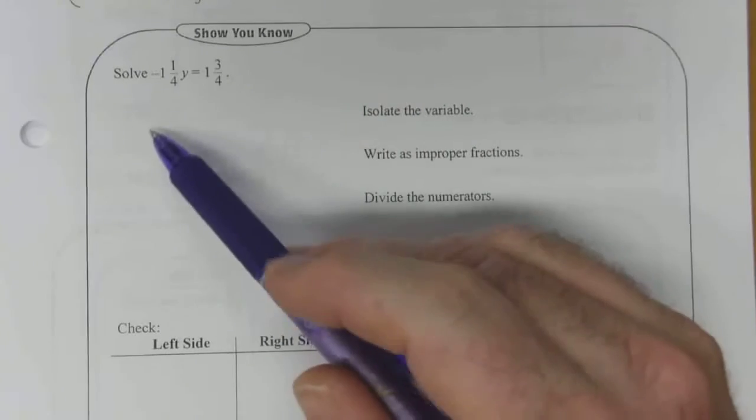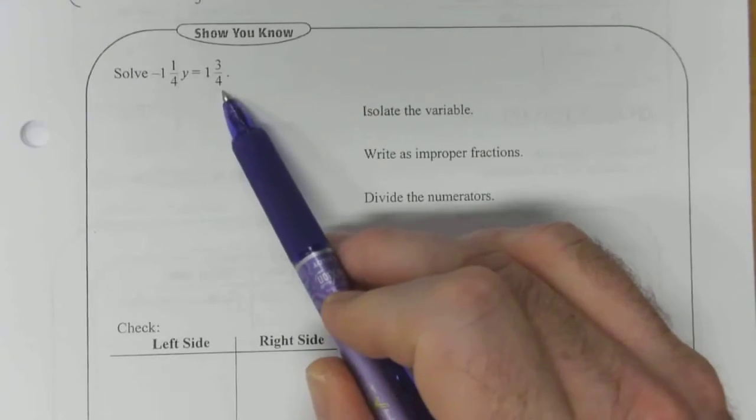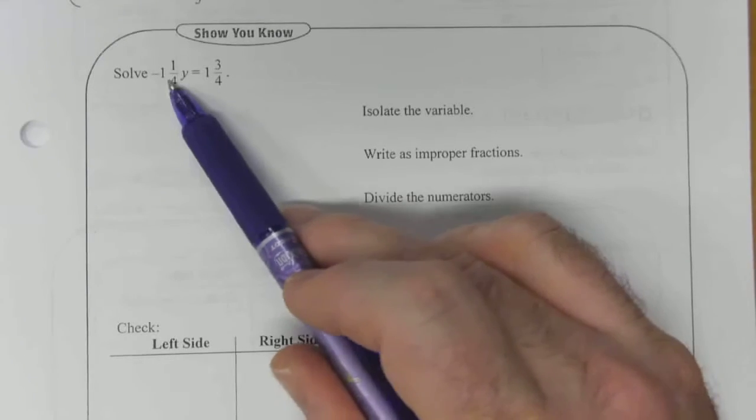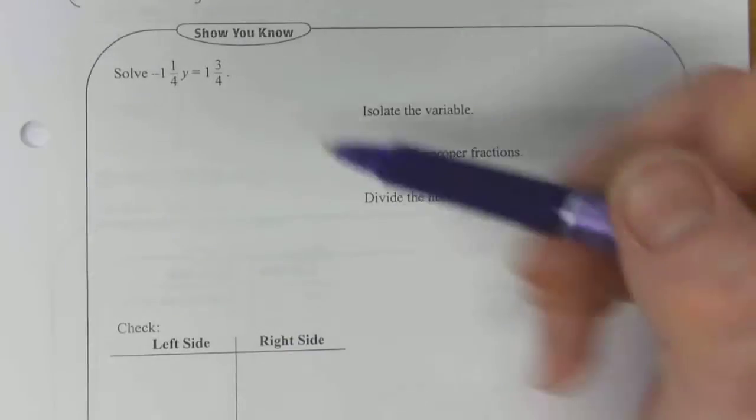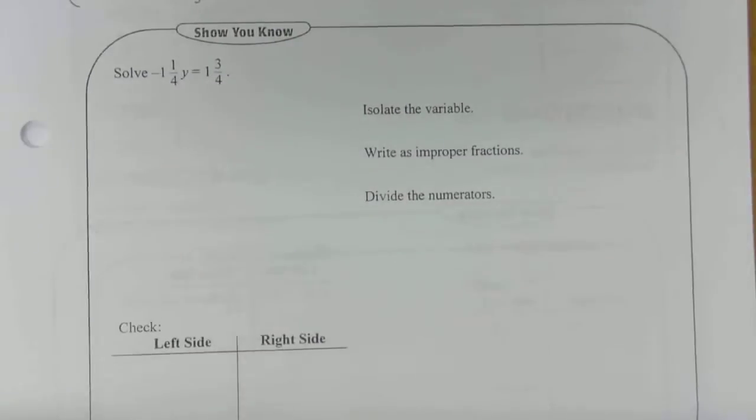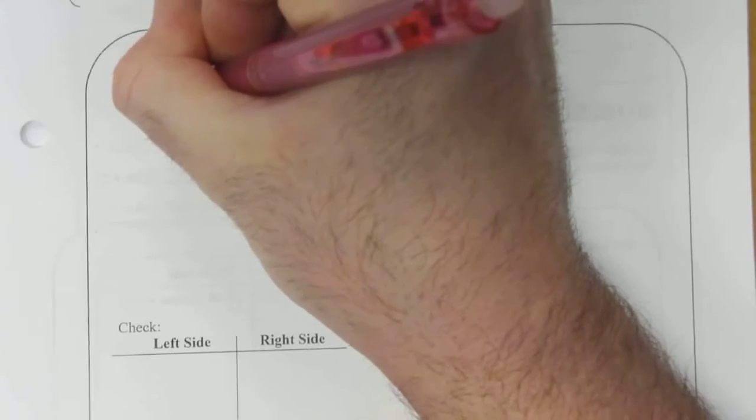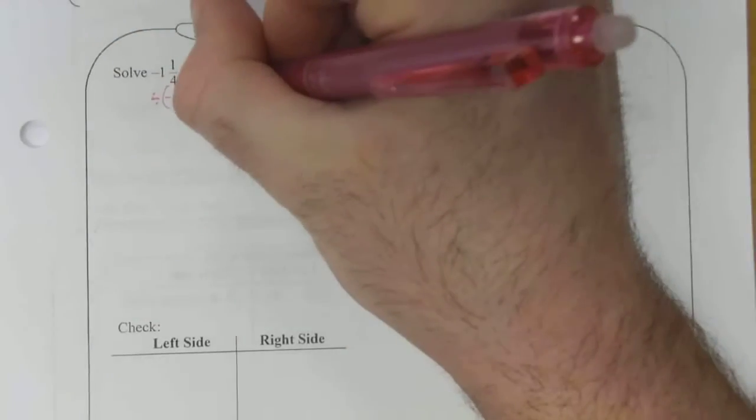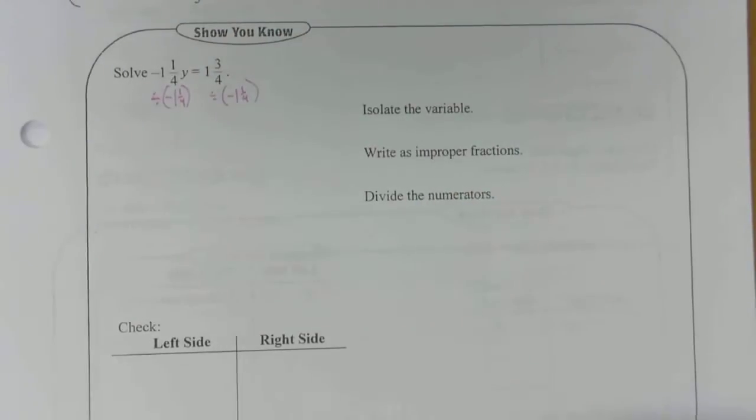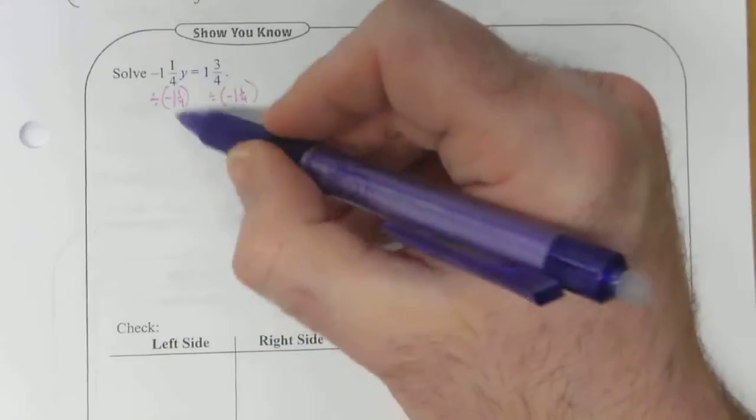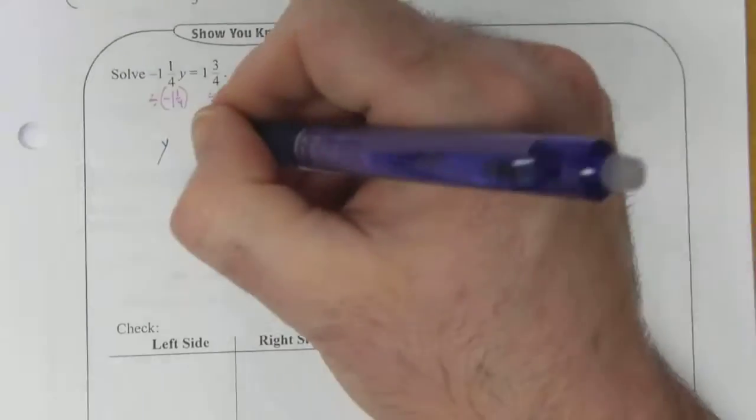We know we need to solve negative 1 1/4 times y equals 1 3/4. So we're multiplying our variable by negative 1 1/4, so we're going to divide. We'll divide the left by negative 1 1/4, which means we're going to divide the right by negative 1 1/4. On the left-hand side, the division cancels out our coefficient, so we're left with a y on the left.